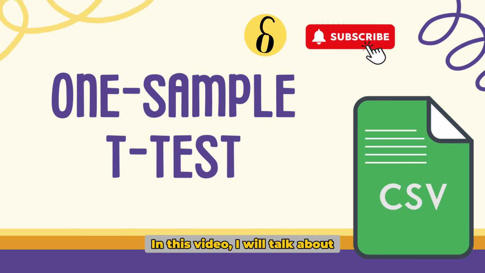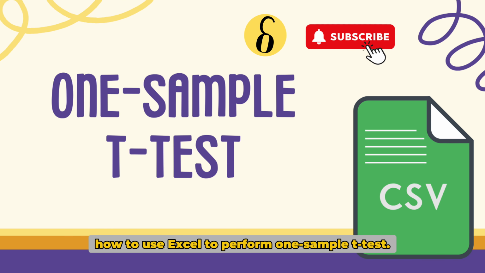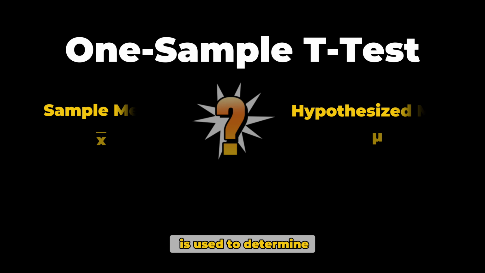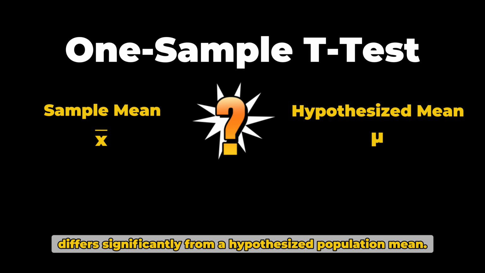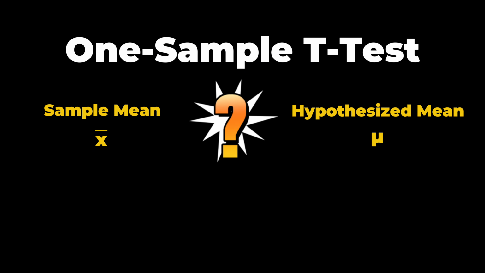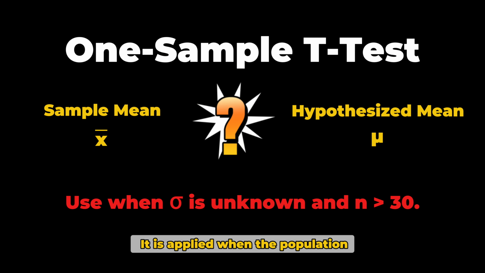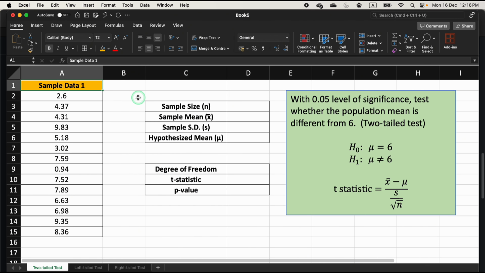In this video, I will talk about how to use Excel to perform one-sample t-test. A one-sample t-test is used to determine whether the mean of a single sample differs significantly from a hypothesized population mean. It is applied when the population standard deviation is unknown with large enough sample size.